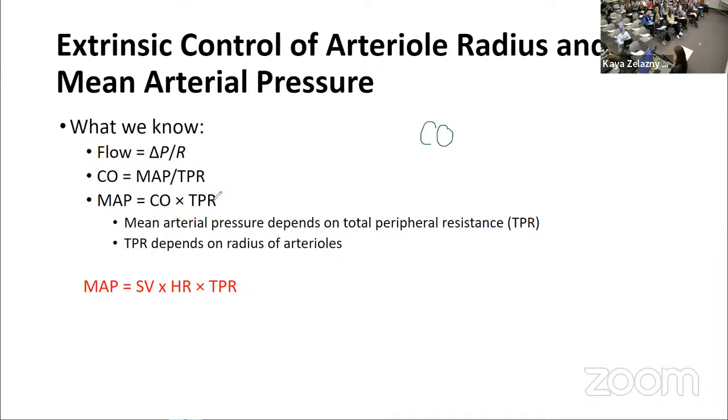So the blood coming out of our heart is the flow we're talking about. Okay. Our difference in pressure is our arterial pressure minus our venous pressure, but our venous pressure is negligible, almost zero, in the case of our systemic circuit anyway. So we can just use the arterial pressure. So mean arterial pressure is our delta P for the system most of the time.